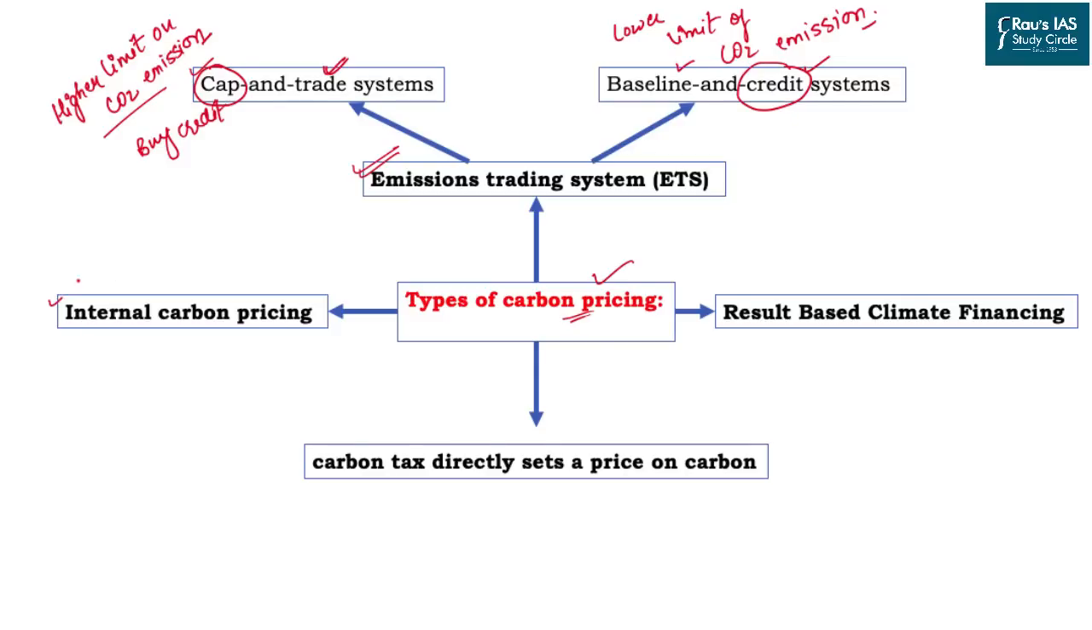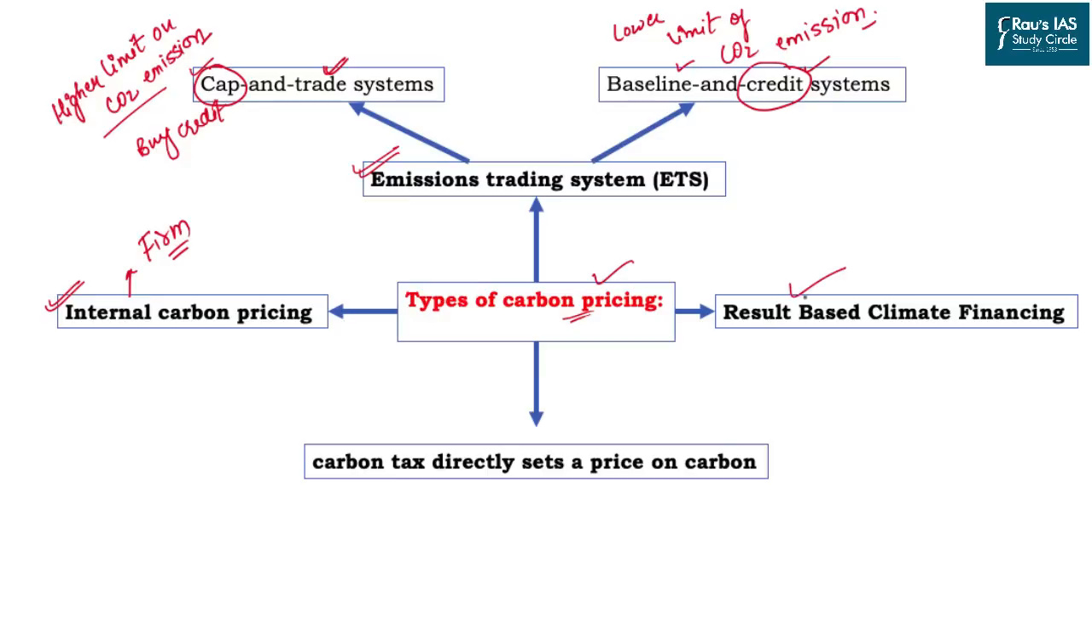Then comes the internal carbon pricing. Internal means company level or firm level. So the company is determining its own standards. Let's say Google. Wherever it has headquarters, wherever it has offices, it will determine its own emission targets.